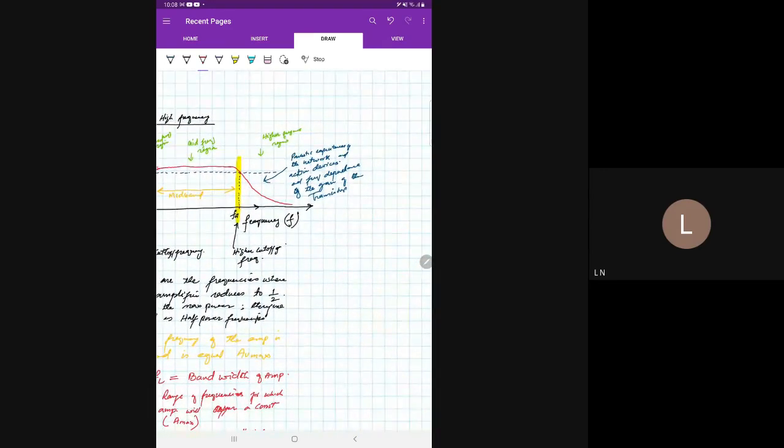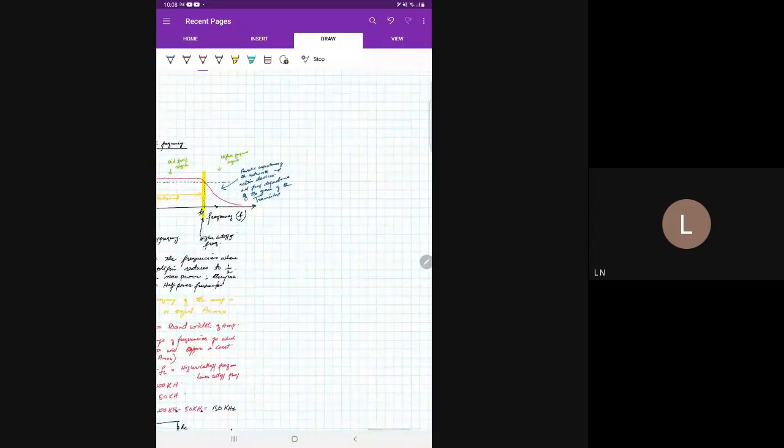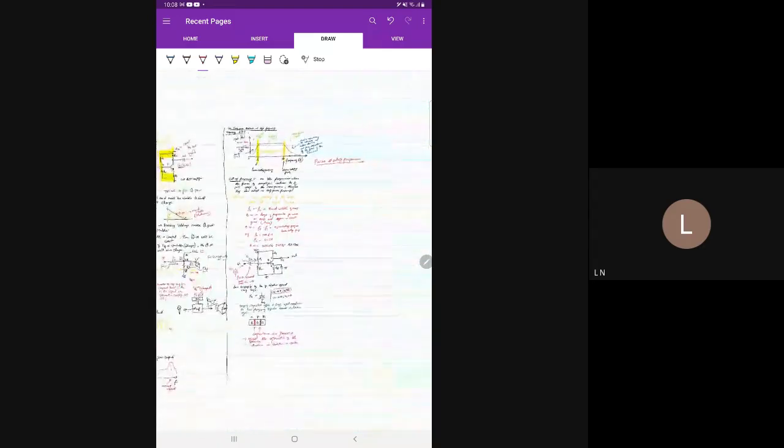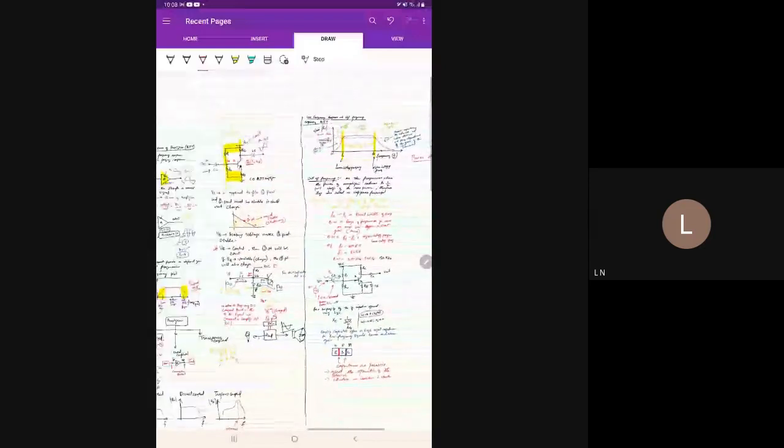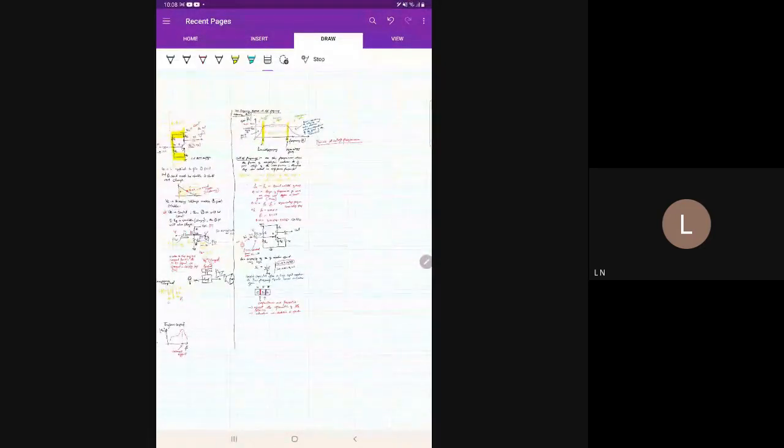Now see, let us see the power at cutoff frequencies. Let me write it down here.